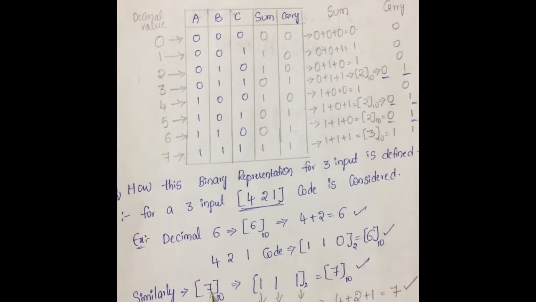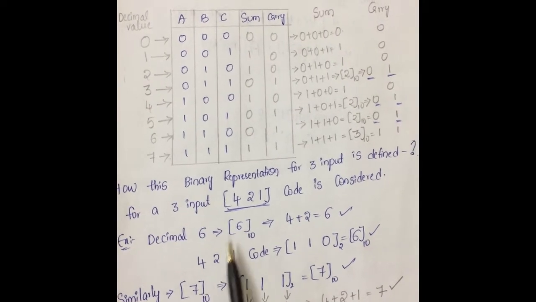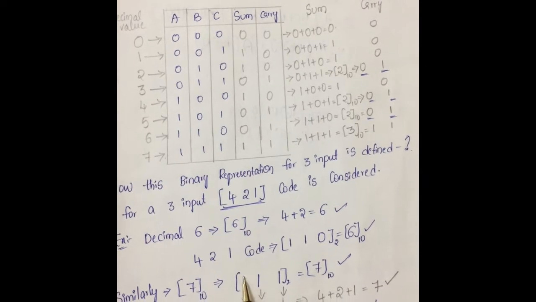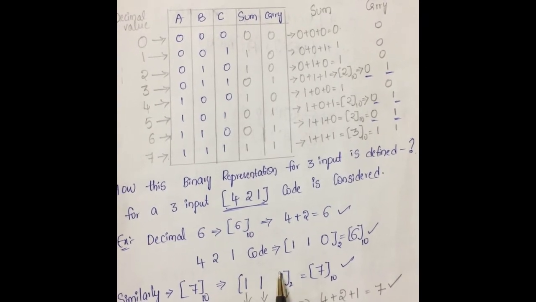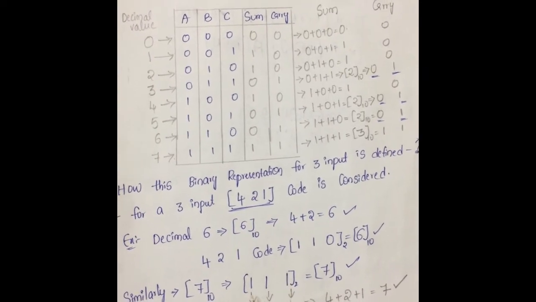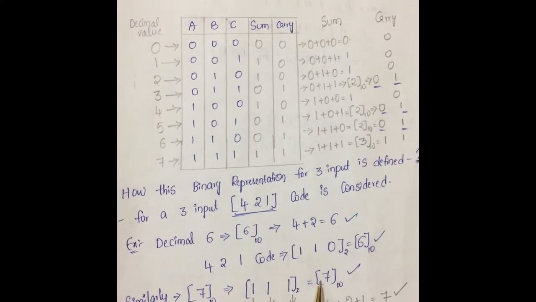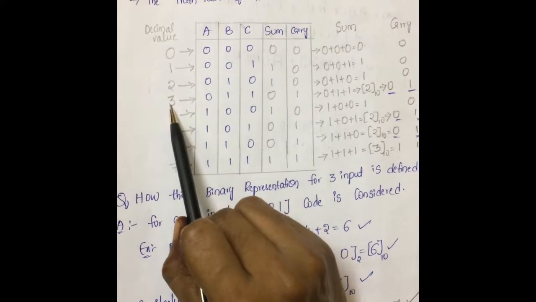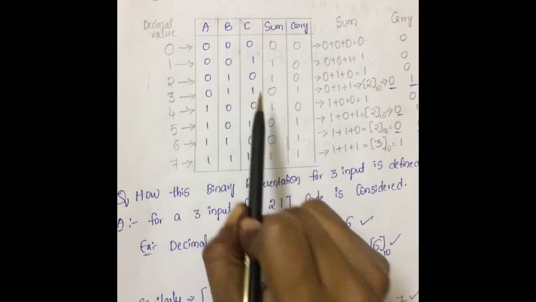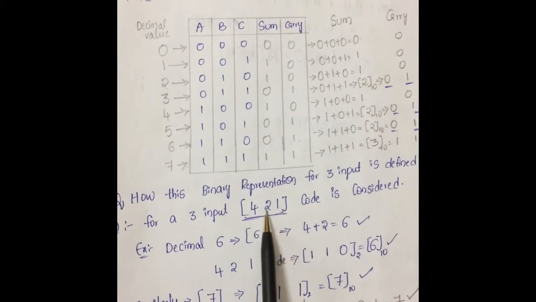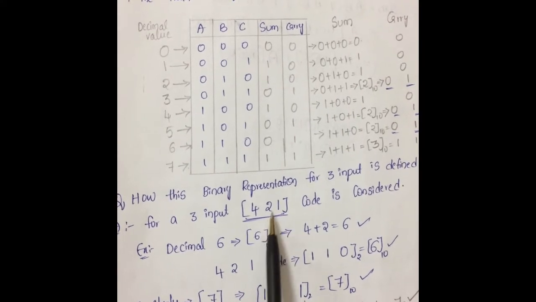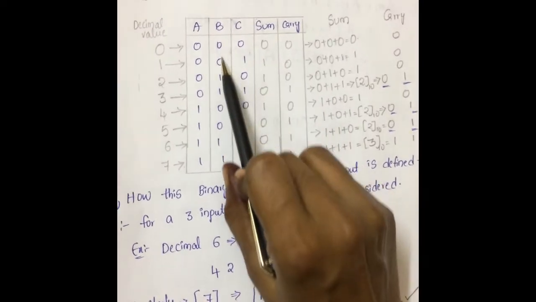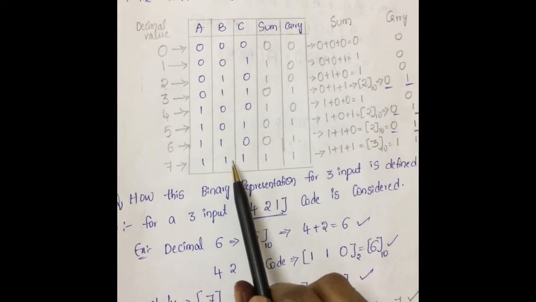In a similar manner, let us consider 7. 7 means 4 plus 2 plus 1. That value gives 7. So at the 4 place 1, at the 2 place 1, at the 1 place 1. So three ones we have taken. That is how we got 7. Now let us take 3. So it is 0, 1, 1. 2 plus 1 is 3. So that's why at the 2's position 1 and at the 1's position 1. In a similar manner, all possible combinations will come.